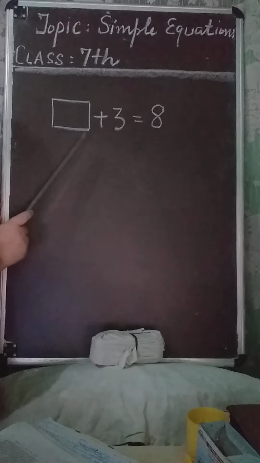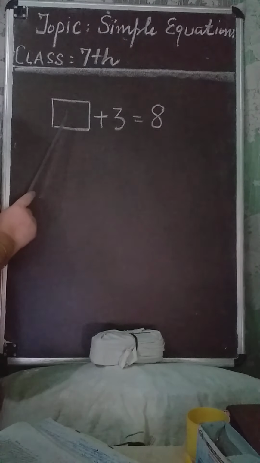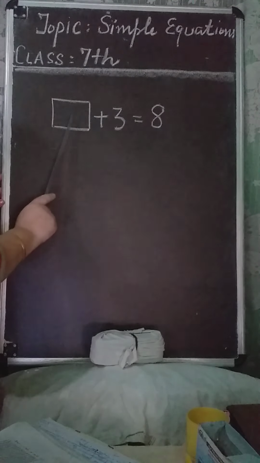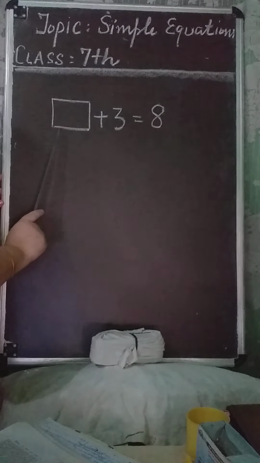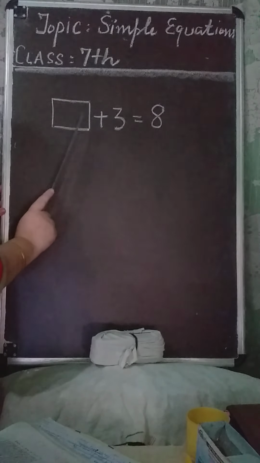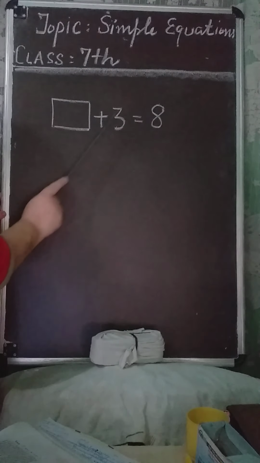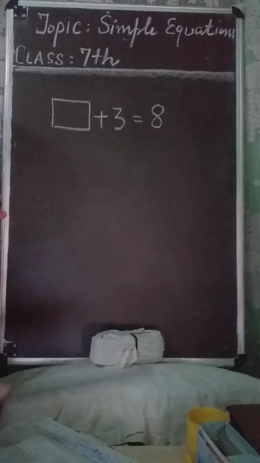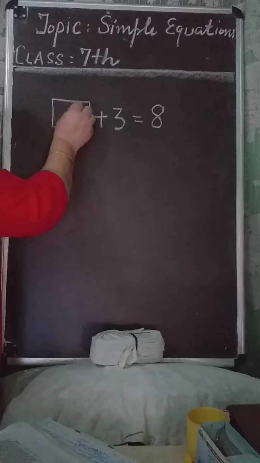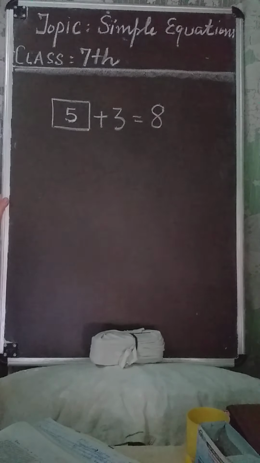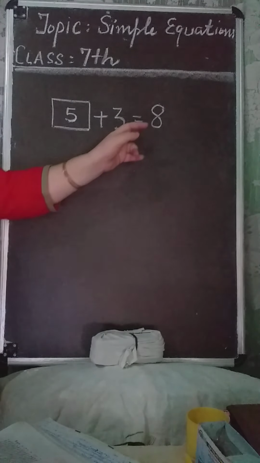If I ask you what should I write here so that your right side and left side are equal, this means that I have to make the sum. Here the sum is 8, then here the sum should also be 8. So I will write 5 here. So the answer is to write 5 here. This means we can solve this as 5 plus 3 is equal to 8.